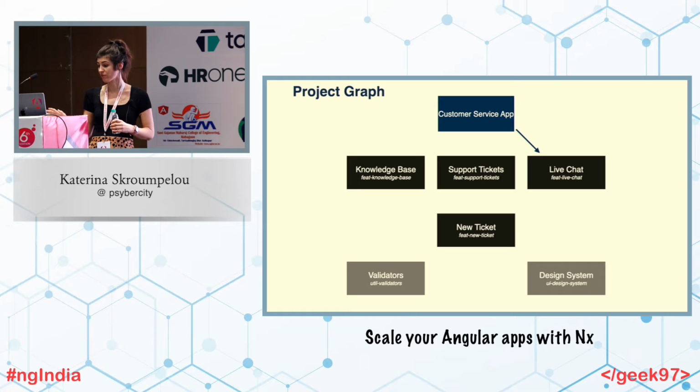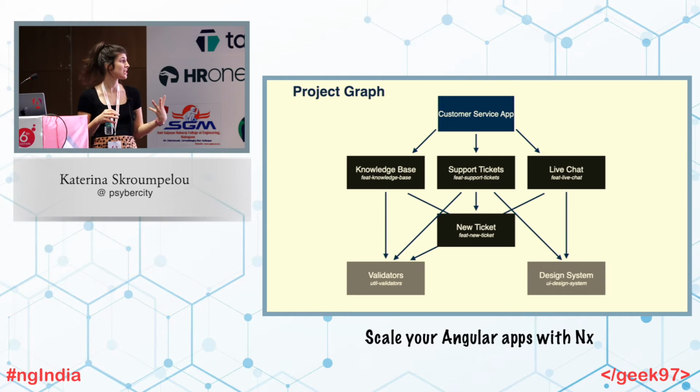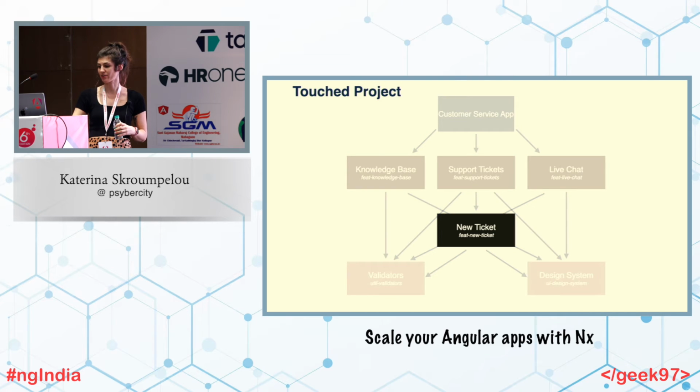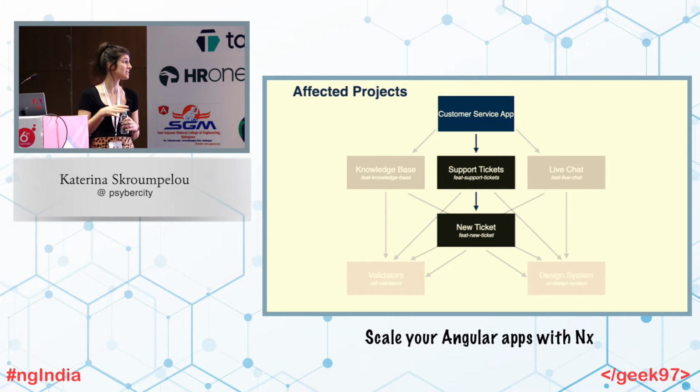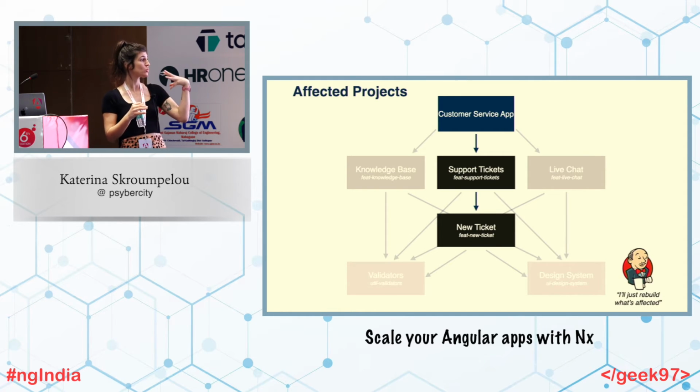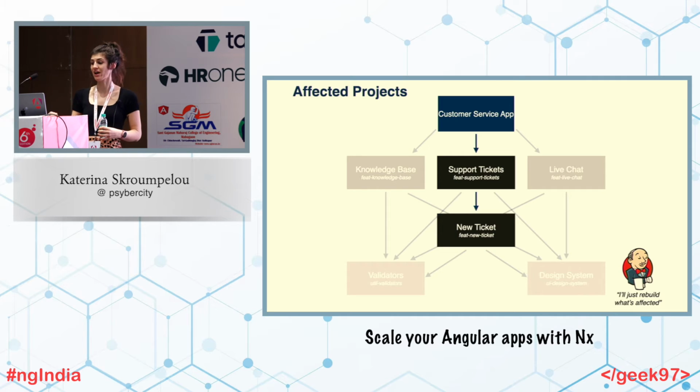With NX, however, NX understands how your libraries depend on each other, in what is called the project graph, as we saw. So now let's see what happens if you make a change to the new ticket. If you make a change to the new ticket, NX knows that the support tickets and the customer service app depend on the new ticket. So NX will just rebuild what is affected.